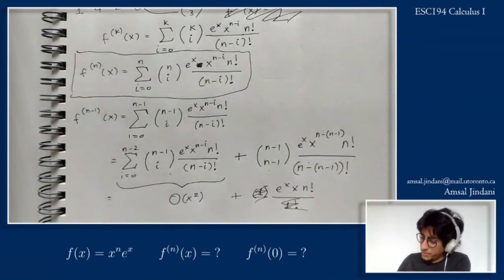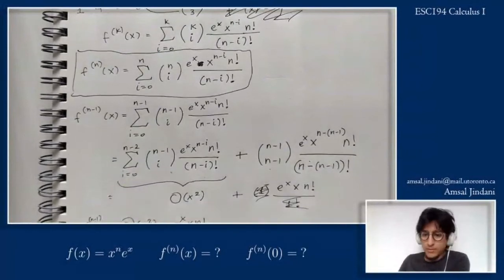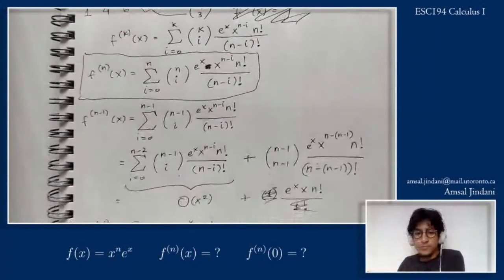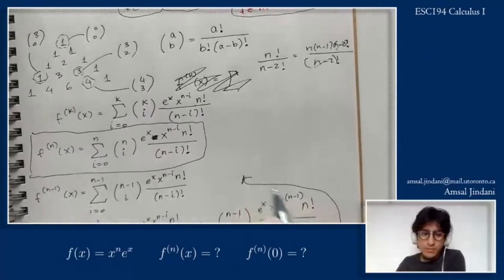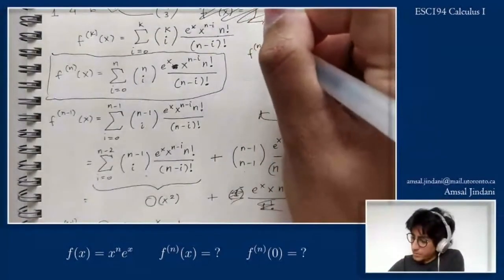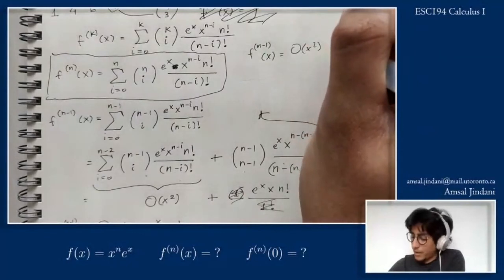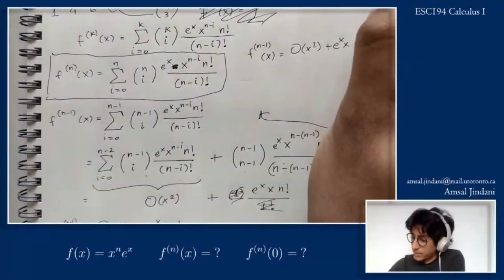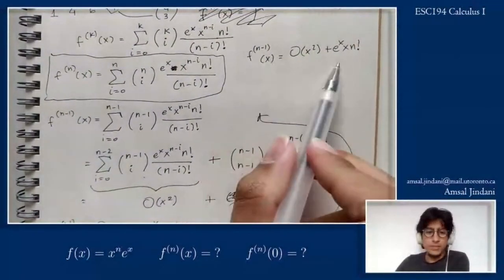So the n minus 1th derivative is some function of x squared plus e to the x times x times n factorial. Oh, I can't show this. Okay, I'm going to write this here. You guys can see the last line though, right? Yeah. So what I just wrote at the bottom was f to the n minus 1 of x equals some function on the order of x squared plus e to the x times x times n factorial. And then all you have to do is just differentiate this expression.